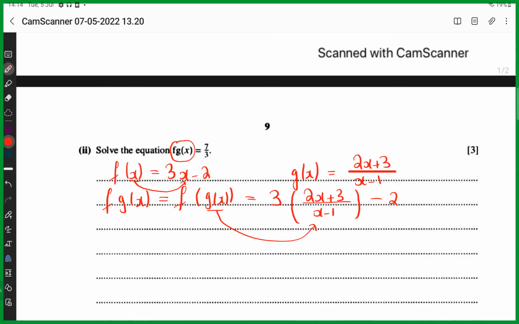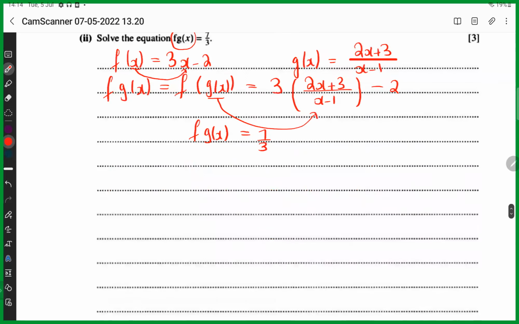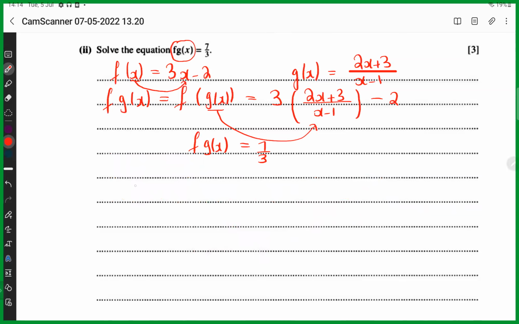Okay, so I'll be writing it down again. fg(x) is basically 7/3. This is the equation that you need to solve. So we got the expression for the composite function fg(x), and that is 3 into (2x plus 3) divided by (x minus 1), minus 2, equals 7/3. Please try simplifying it and find the answer for x quickly. It's very easy. We know how to solve linear equations.